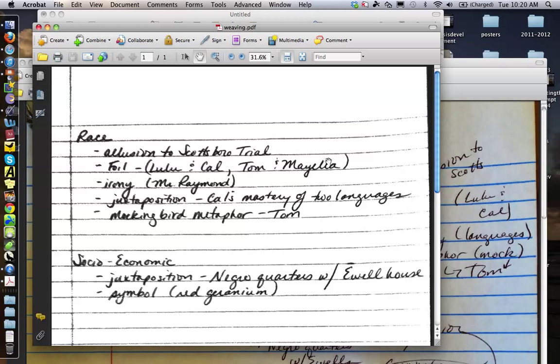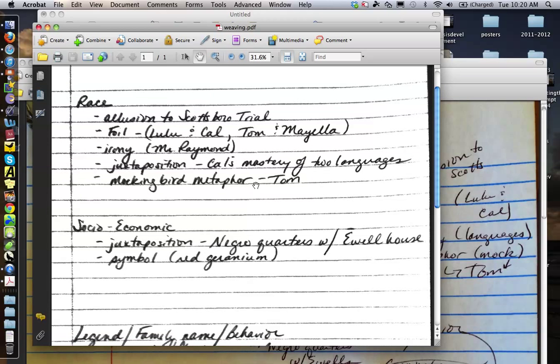If I look at race, again I have the allusion to the Scottsboro trial. I have foil, and as I was reorganizing, I came up with another foil, Tom and Mayella. The irony of Mr. Raymond's character. The juxtaposition of Cal's mastery of two languages, and again, the mockingbird metaphor.